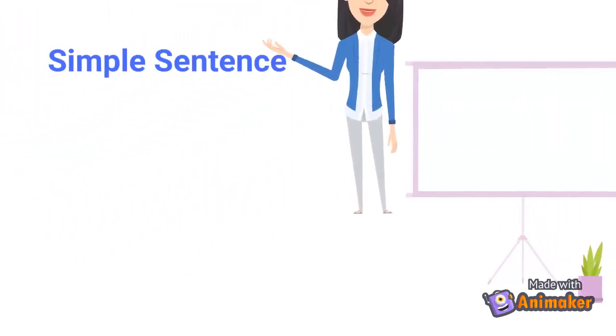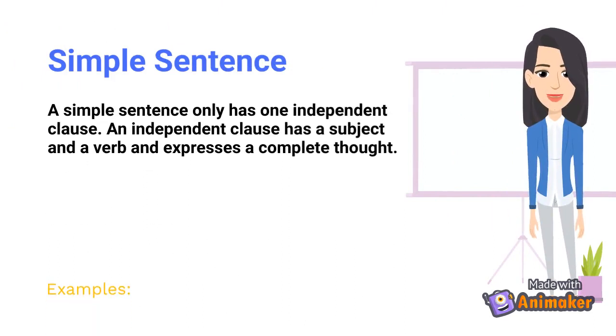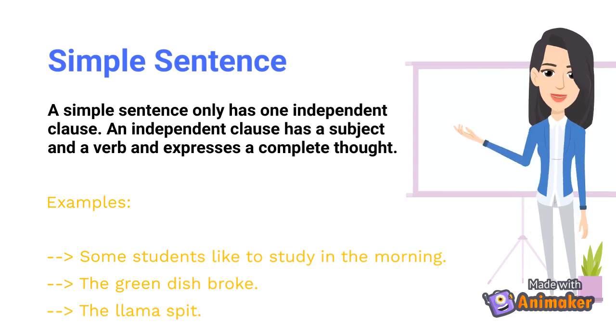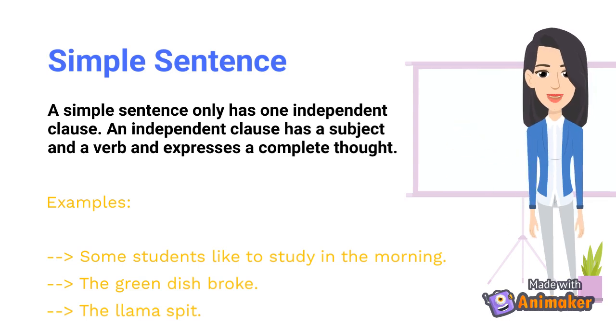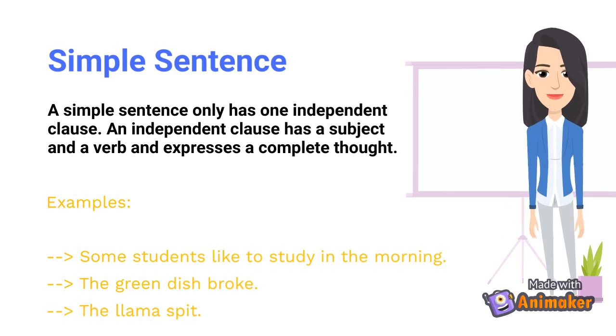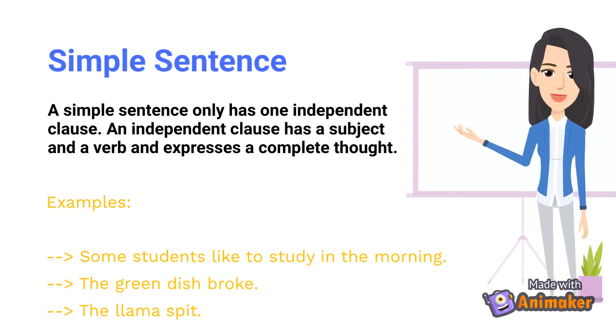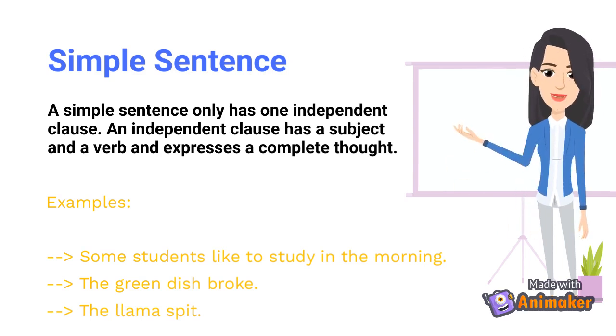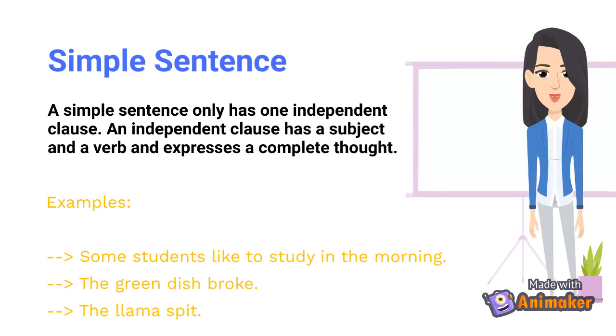The first sentence type is a simple sentence. A simple sentence only has one independent clause, and an independent clause has a subject and a verb, and it expresses a complete thought. You can underline that a simple sentence only has one independent clause consisting of one subject and one verb. For example, some students like to study in the morning.